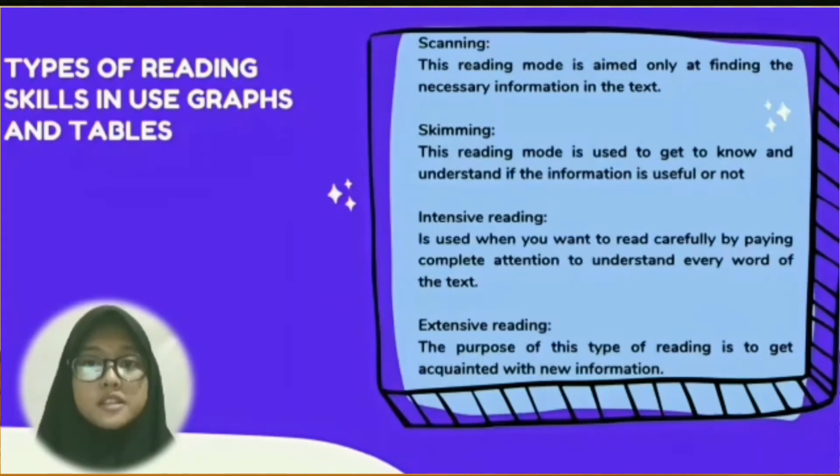The third is intensive reading. Intensive reading is used when you want to read carefully by paying complete attention to understand every word of the text. In this type, you examine and decipher any words or expressions that are not understood, such as words that contain scientific elements. In this mode, we look for the meaning of the word and turn it into a word that we can easily understand. And the fourth is extensive reading. The purpose of this type of reading is to get acquainted with new information.